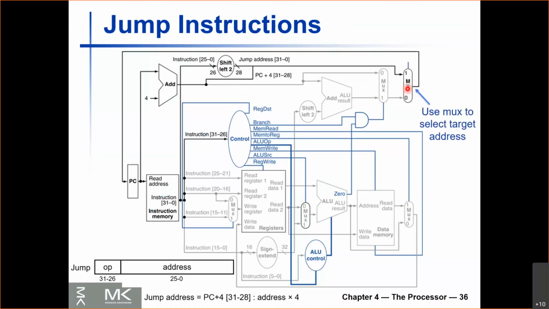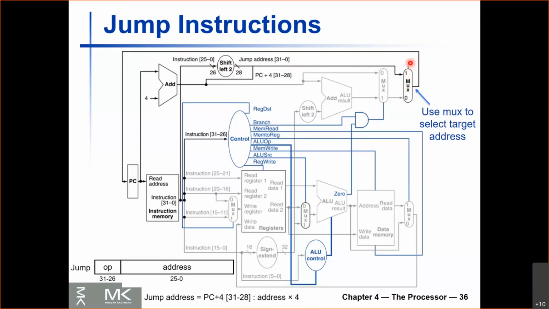What this mux is going to do is select either the target address of the jump instruction, or the target address we have from before, which is going to be either the target of the branch or PC plus 4. Okay, and what are we going to use to select the top value or the bottom value? When do we select the top value? Right, we select the top value when the instruction is a jump instruction.